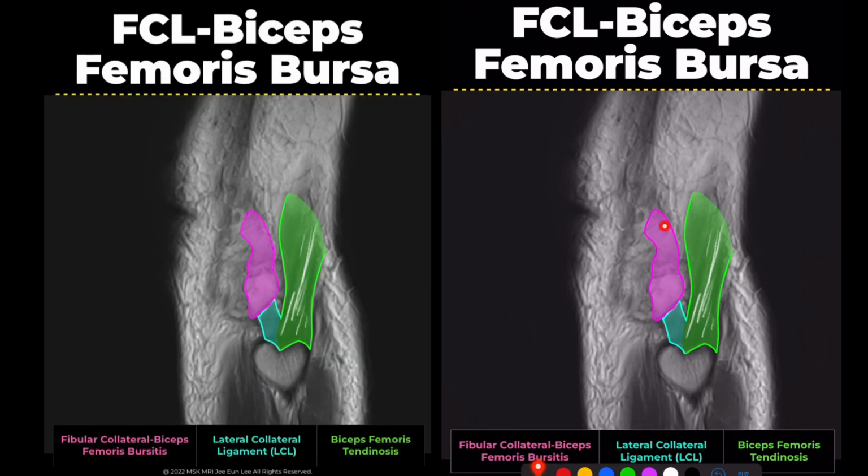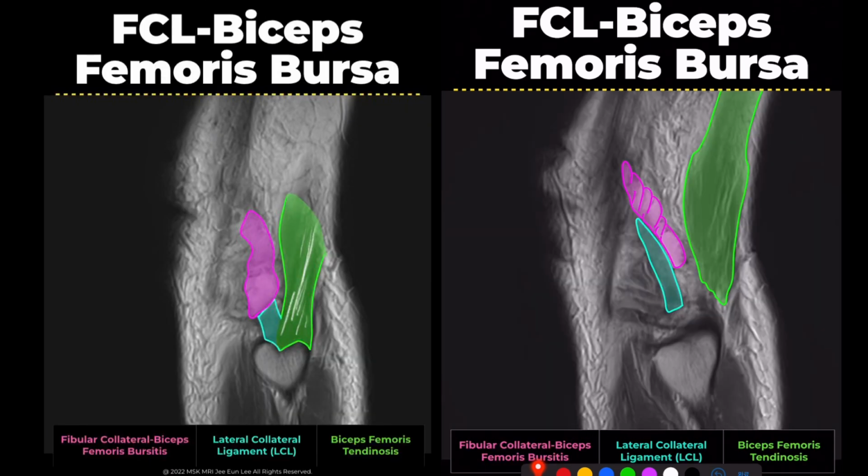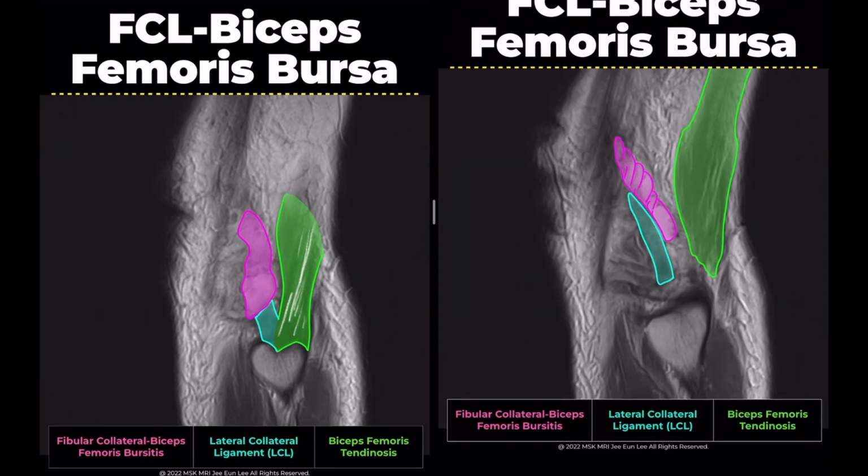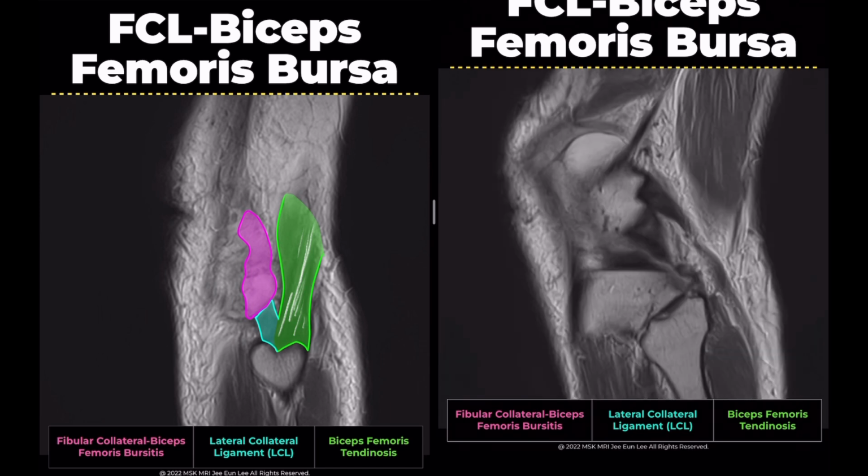Similarly, the bursitis can also be seen on the sagittal image. The distal margin of the bursa is located just proximal to the fibular head, where the FCL inserts, while its proximal extent reaches the superior edge of the anterior arm of the long head of the biceps femoris muscle.